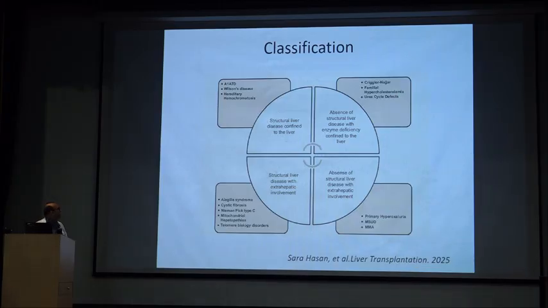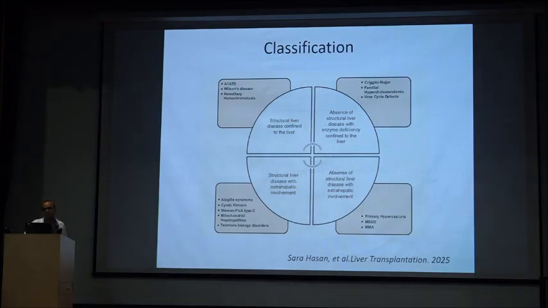On the right side, there is absence of structural liver disease with enzyme deficiency confined to the liver. This is a very important group, because many proponents suggest that 15 to 20% of a normal liver activity is sufficient to correct the enzyme deficiency.